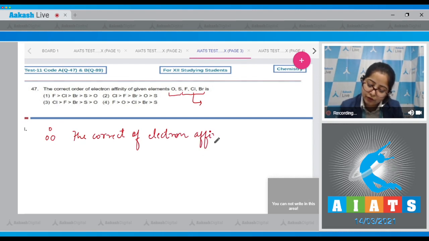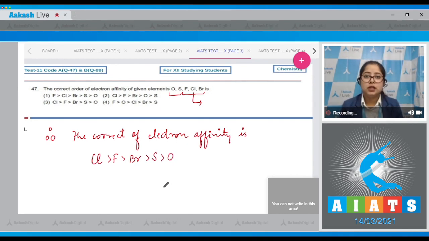of electron affinity for the given elements: highest is for chlorine, then we have fluorine, then we have bromine, followed by group 16 elements, that is sulfur and oxygen. That means it is very clear the correct answer for this question is option number 3.